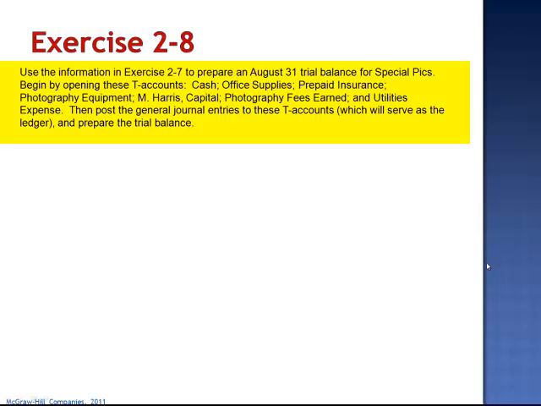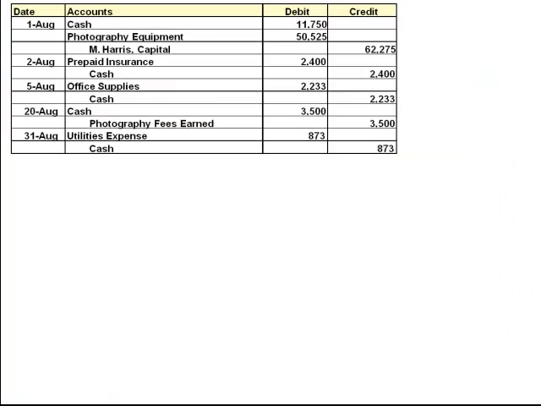Exercise 8. Use the information in Exercise 7 to prepare an August 31st trial balance for Special Picks. Begin by opening the T accounts, then post the general journal entries to these T accounts. Here are the journal entries from Exercise 7.